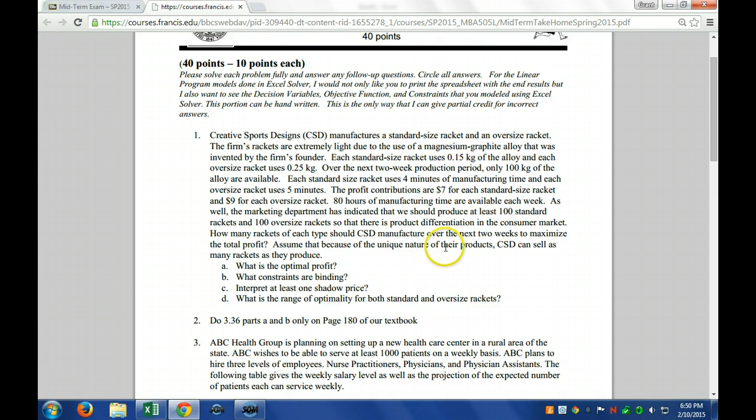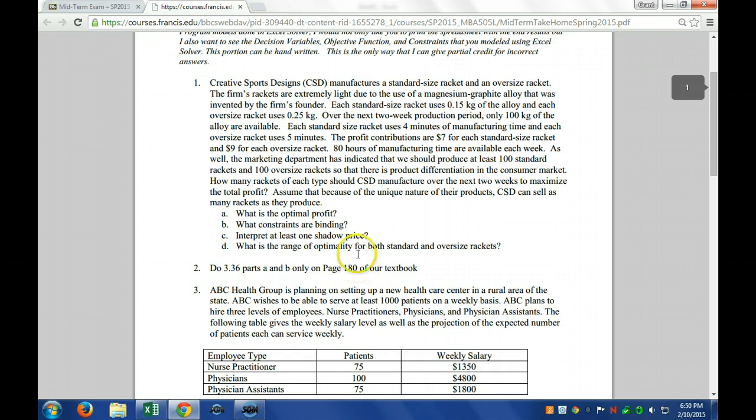Assume that because of the unique nature of their products, CSD can sell as many rackets as they produce. And then I want you to answer these questions. What is the optimal profit? You know, once we solve it, how much do we make? What constraints are binding? You know, what's holding us back? Remember, we talked about that tonight. Interpret at least one shadow price. So what I'm looking for is you to go to the sensitivity report and find something that has a shadow price and write a sentence or two explaining to me what it means.